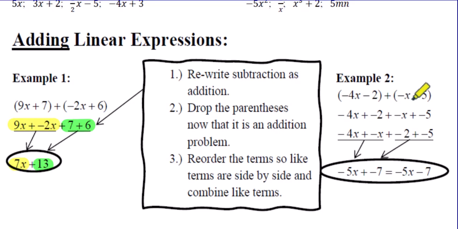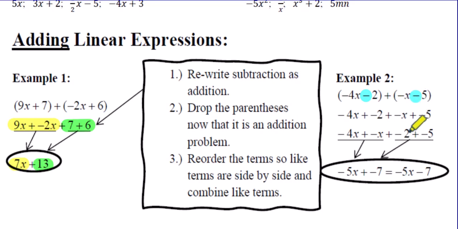Now, our second example is a little more complicated because we do have subtraction in 2 different spots. We'll go ahead and highlight it here in blue. I did start by rewriting negative 4x minus 2 as negative 4x plus negative 2, and negative x minus 5 as negative x plus negative 5.